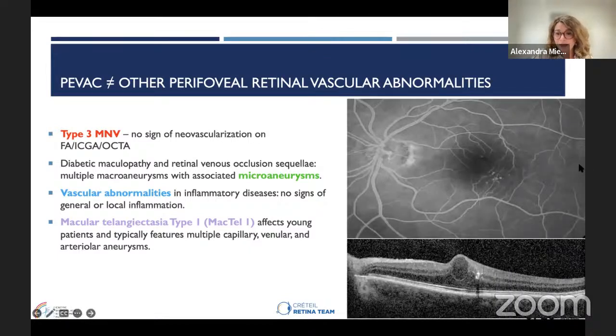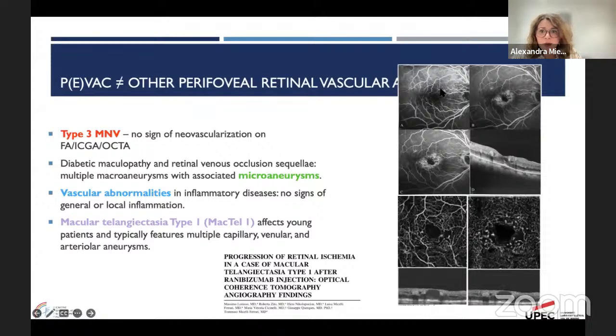And this is an example of type 1 macular telangiectasia, where we can see on fluorescein angiography very nicely that there are multiple aneurysms, and there is some macular edema with something that looks a lot like PVAC on the OCT. This is another example. So we can very nicely see the presence of telangiectasia on 360 degrees in this patient, with very important leakage in the late frames, with some aneurysmal changes, but they are not isolated as we are used to see in PVAC.